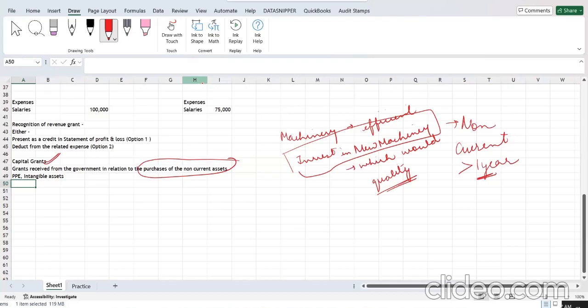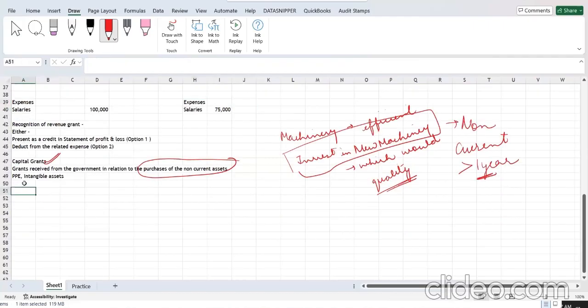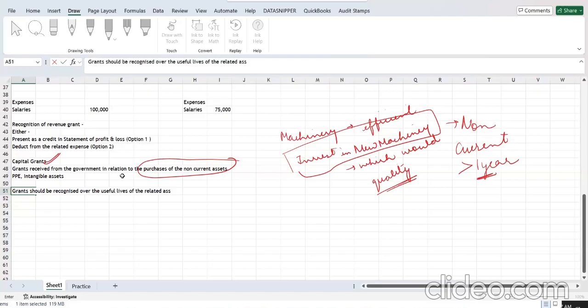So in capital grant, we have two options. Again, similar to our revenue grant, where you can either recognize grant income and expenses separately, or you can net off your expenses, right? So capital grant also says that grants should be recognized over the useful lives of the related assets. So now why useful lives of the related assets?